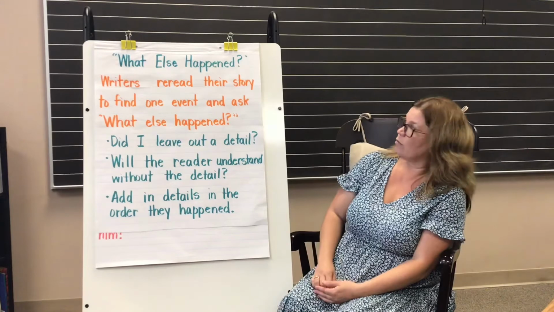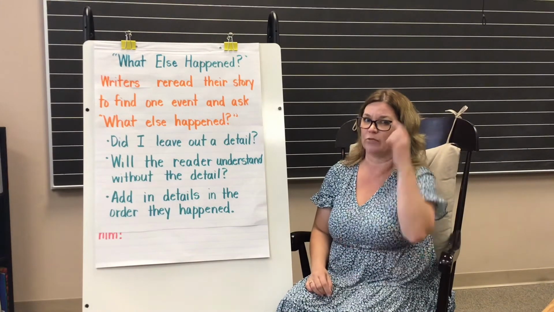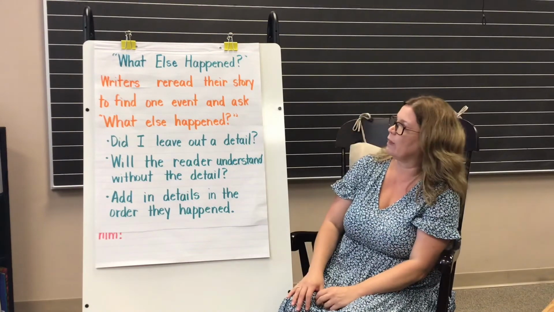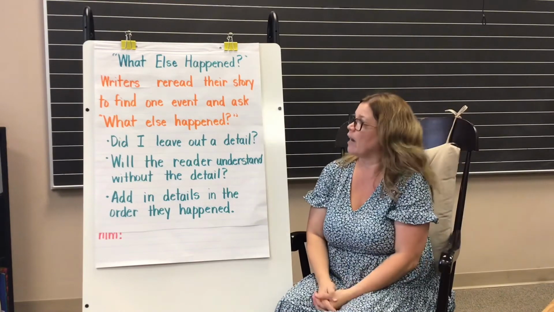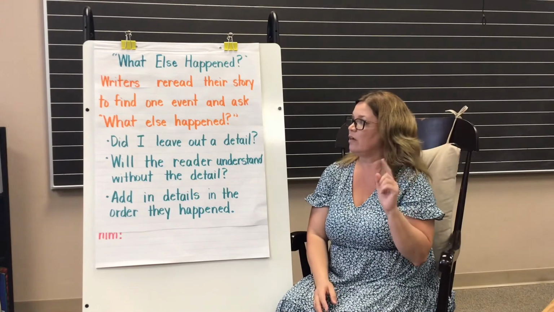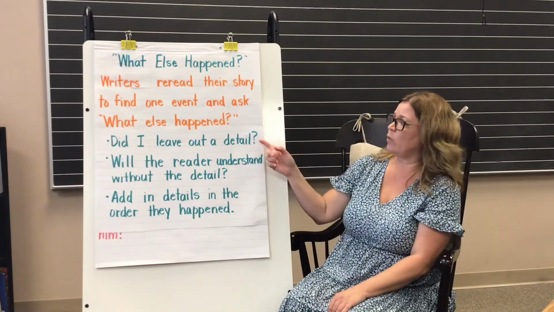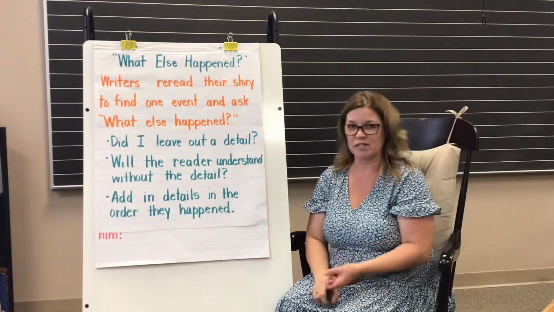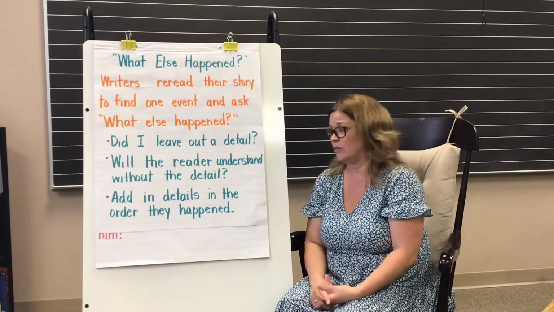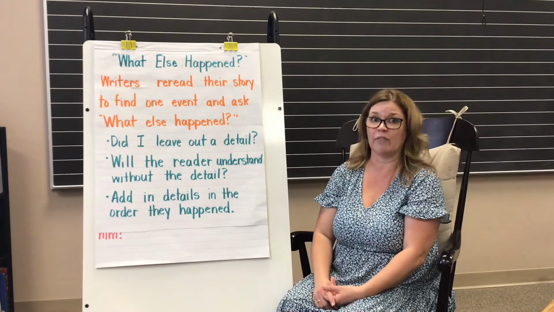So today we're going to be asking ourselves the question, what else happened? That's a really important question I want you to keep in your mind. Today we're going to learn that writers reread their stories to find just one event and ask themselves, what else happened? And so when we do that, we're going to ask, did I leave out a detail? Will the reader understand without that detail? And then I'm going to add in those details in the order that they happened.